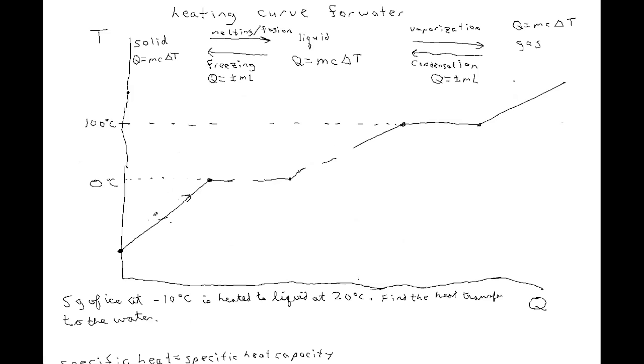Let's do a little drill here. What is Q for this process? Positive or negative? Positive. Good. How about for this process? Negative. That's right. How about for this process? Negative. That's right.